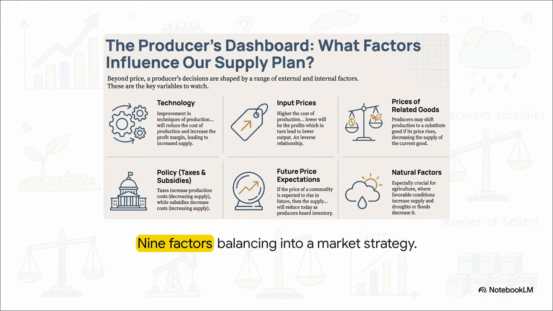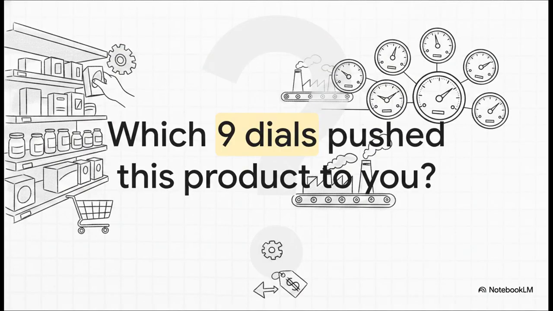It's basically a beautifully complex symphony of economics. So I really want you to think about that the next time you're standing in an aisle at the store holding a seemingly simple product. It didn't just magically appear there. Which of these 9 dashboard dials were perfectly calibrated to push that exact product into your hands at that exact price today? Keep questioning, keep learning, and definitely keep exploring the hidden mechanics behind everything we consume.